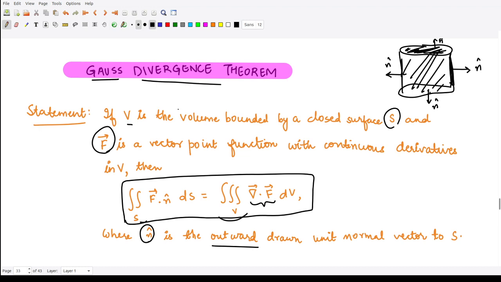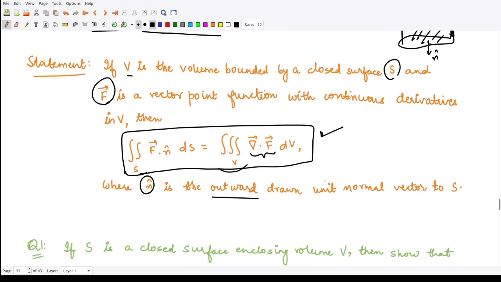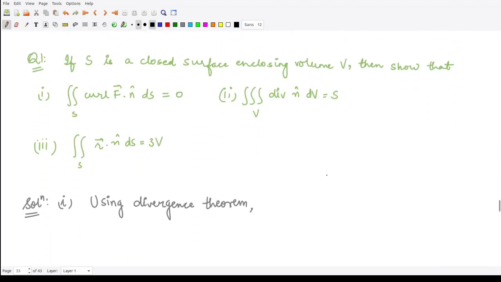Okay, so let's see how we can use this theorem in order to solve various questions. Our first question here: suppose S is a closed surface enclosing volume V, then we are to show, for the first part, that the surface integral of curl of f dot n cap ds is equal to 0.